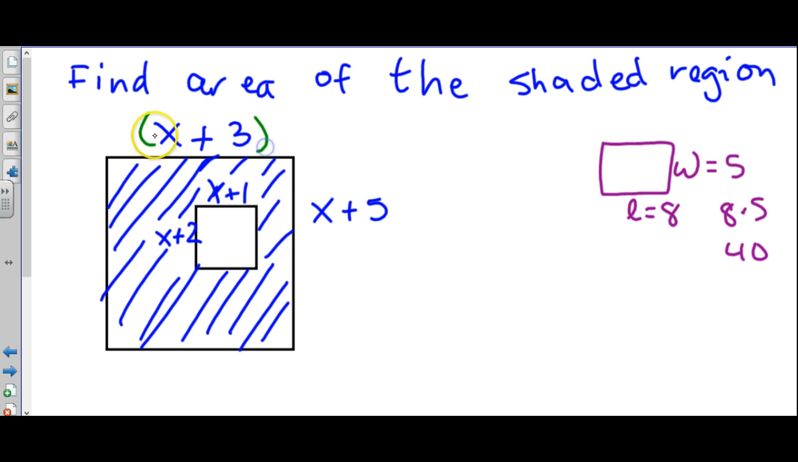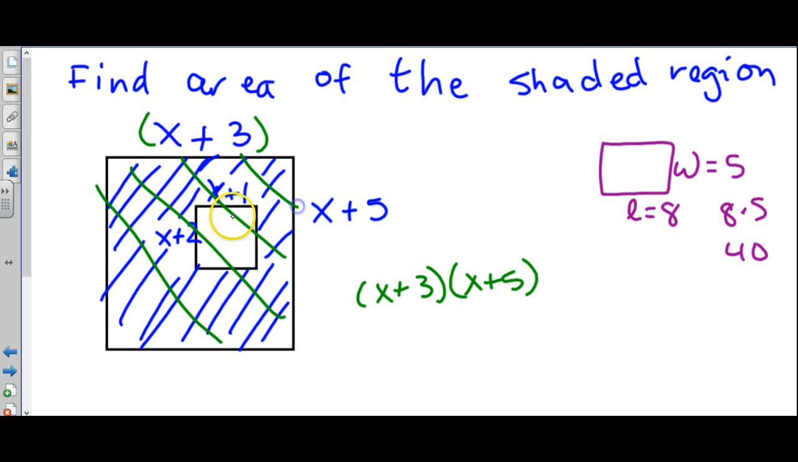We have to take this entire thing, x plus 3, and multiply it by x plus 5. That will give us the area of the entire box, including that empty space we don't want. But we'll worry about that empty space in a second. So first we multiply x plus 3 times x plus 5.